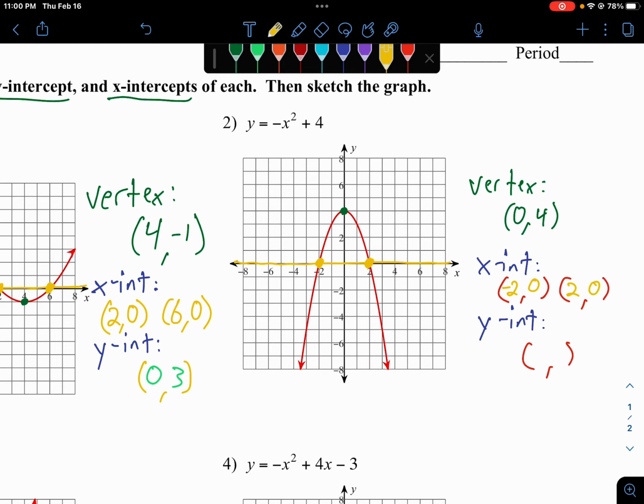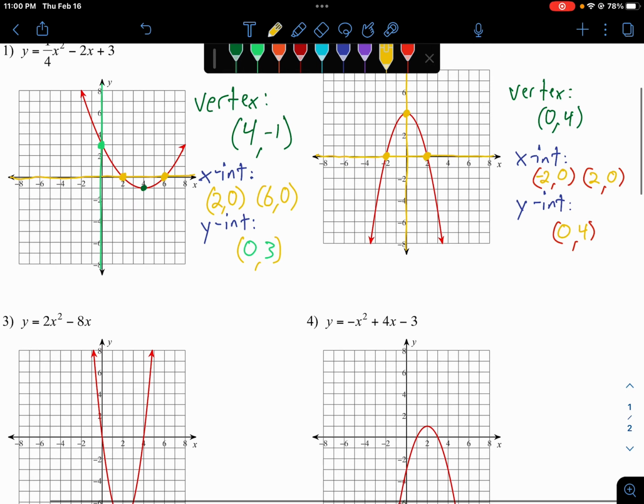So 2, 0. The y-intercept is the exact opposite. Where does it cross this y line? And it just so happens to cross at the same point as our vertex, right? So I'm not moving left or right at all, but I'm going up 4. So sometimes you might get points that kind of meet two different things. So just find the points on the graph where they cross the x and the y axis. All right, and then the vertex is the bottom of the graph or the top of the graph. Okay.